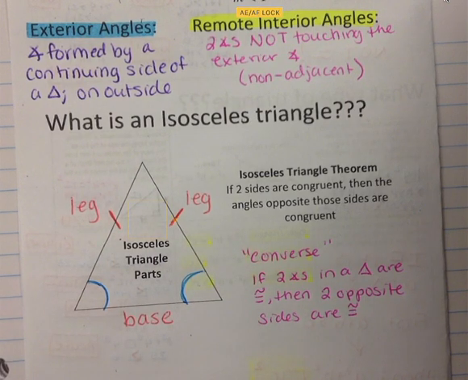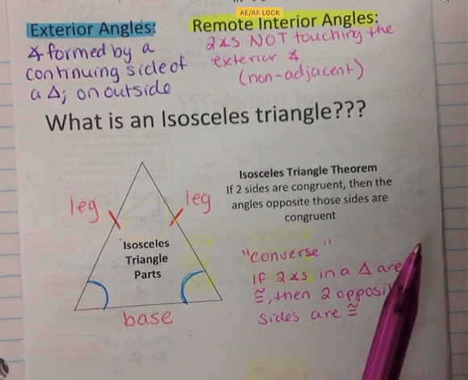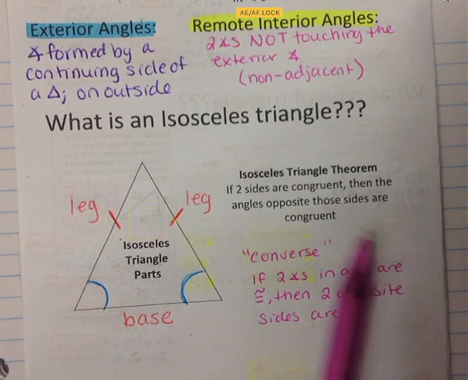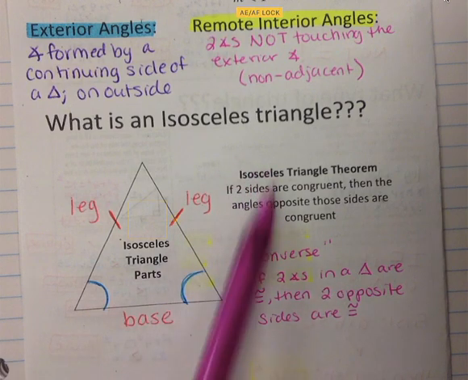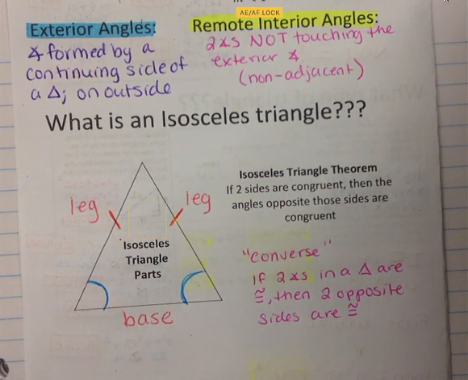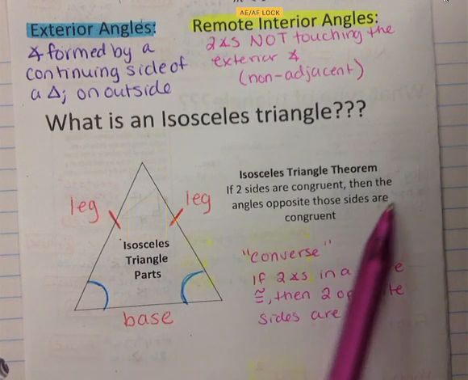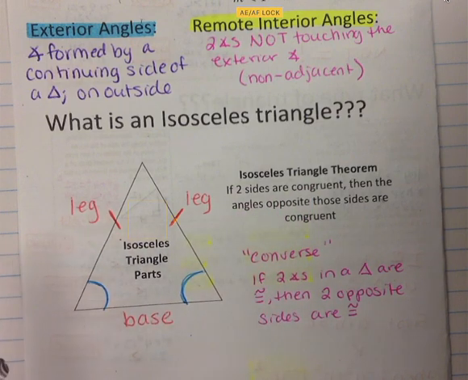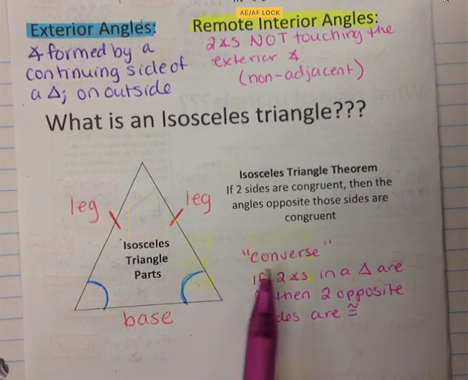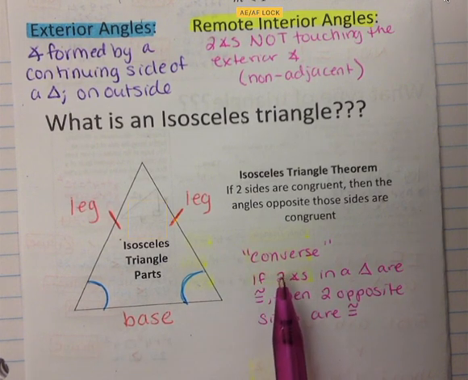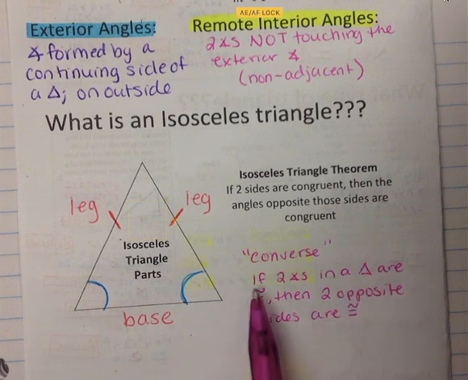There's also a corollary of this. A corollary is kind of an extension off of this. This information holds true for equilateral triangles as well. The corollary states if a triangle is equilateral, so all sides are congruent, then the triangle is equiangular, meaning all the angles are congruent. And the corollary of the converse states that if all three angles in a triangle are congruent, then all three sides are also congruent. So if it's equiangular, it's equilateral. That is the corollary of isosceles triangles.